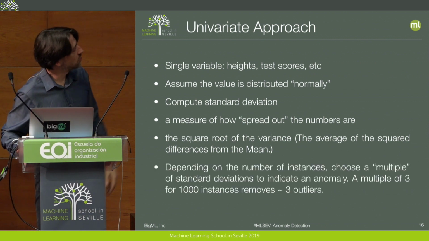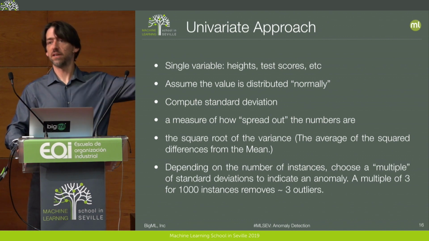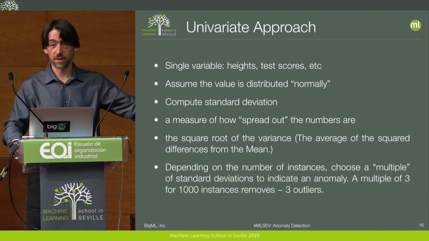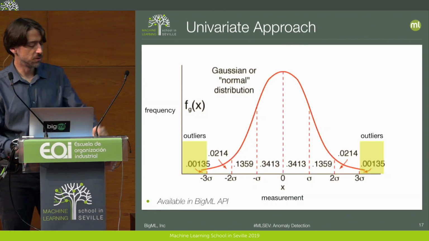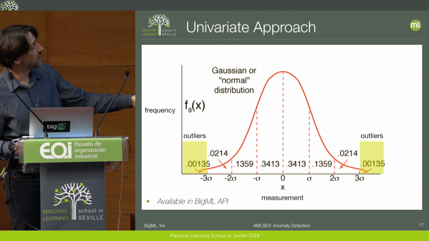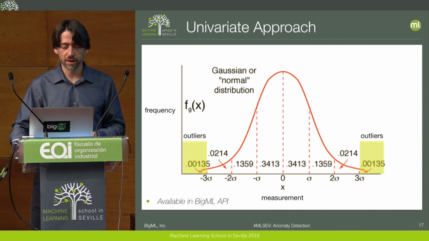Depending on the number of instances, you choose a multiple of the standard deviations. You call that an anomaly, right? This student is scoring 3 standard deviations over. They're brilliant somehow, right? I mean, that's 3 standard deviations, huge. It looks like something like this: here's my normal distribution, and here's 3 standard deviations, and these are all the anomalies, and those are all the anomalies as well, or outliers in this case. This would be a standard univariate approach.